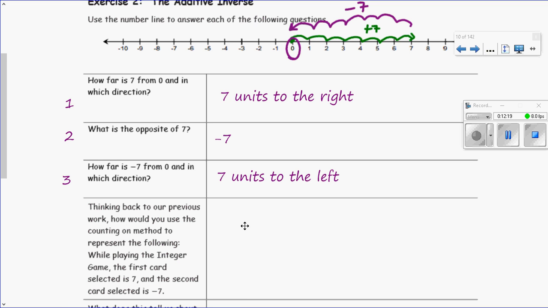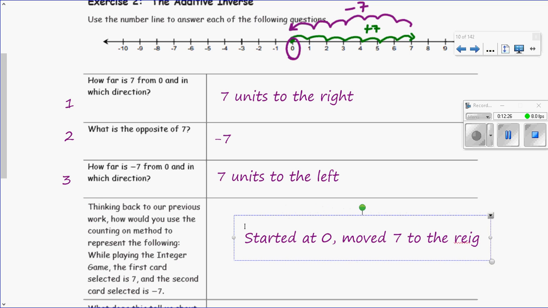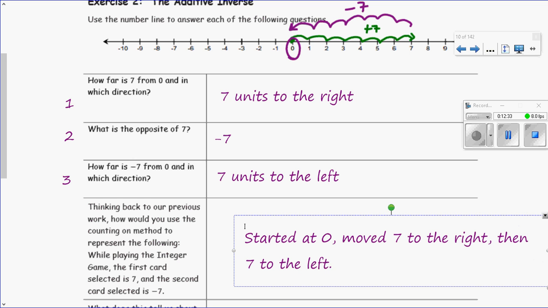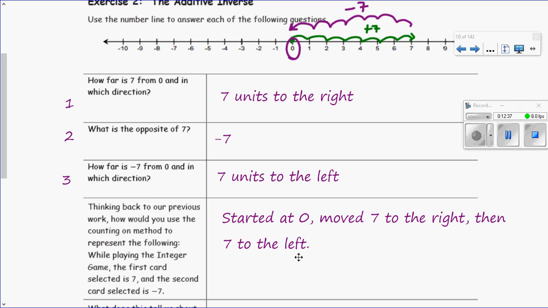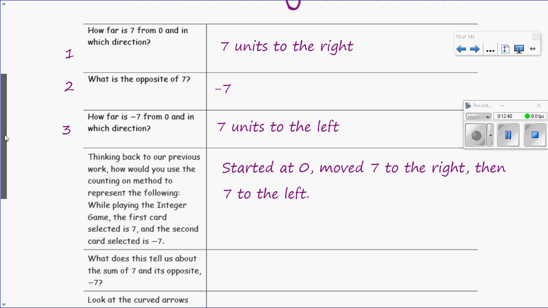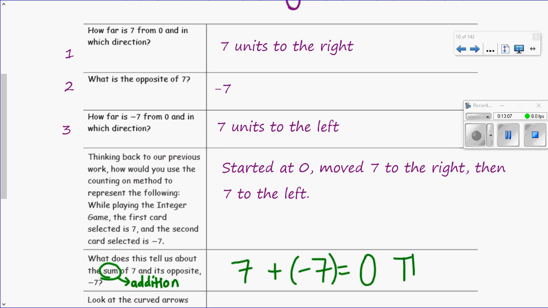Okay, so for that one, what did we do? We started at 0. We moved 7 to the right. Then 7 to the left. Okay, and then what does that tell us about 7 and -7? The sum. Underline that word sum. You know what operation that is. It is addition. Hopefully you said addition. You knew that a sum meant addition. So it's going to be addition, and there's going to be an answer. So what does it tell us about the sum of 7 and its opposite, -7? That it is 0. The sum is 0.